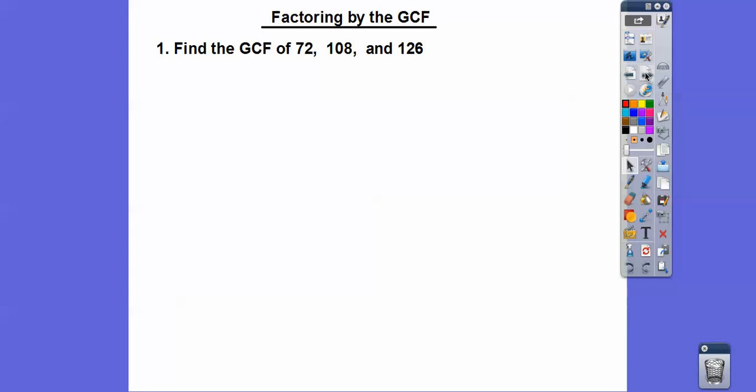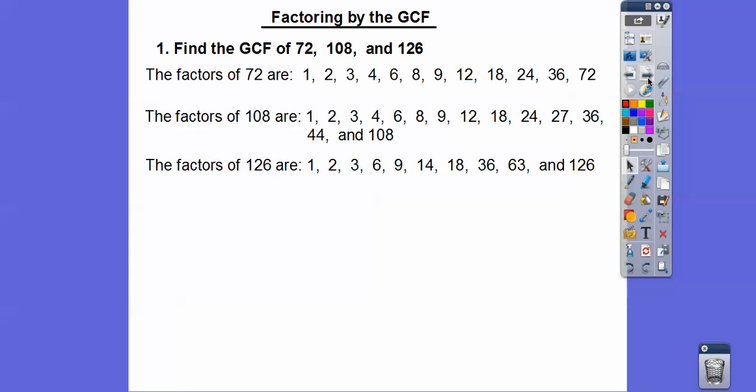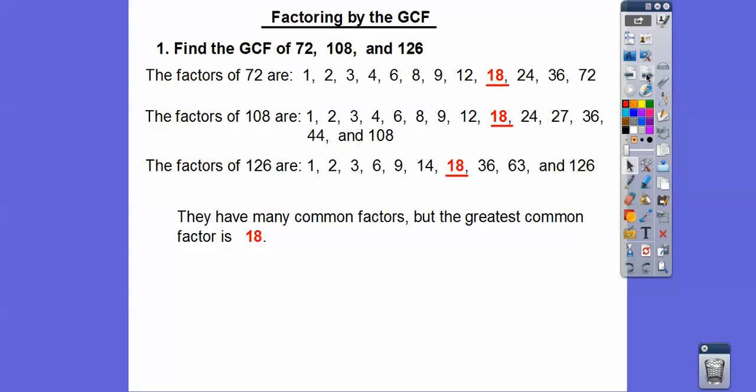So, factoring the GCF. If you factor by the GCF, list all the factors of 72, 108, and 126. When I list those, all these numbers go into 72, so they're factors of 72. Similarly, here are the factors of 108, and here are the factors of 126. They all have lots of common factors: ones, twos, threes, and sixes. But the greatest common factor, that's what GCF stands for, is 18. So that's what the GCF is right there.